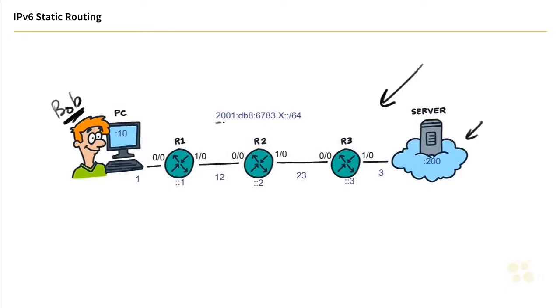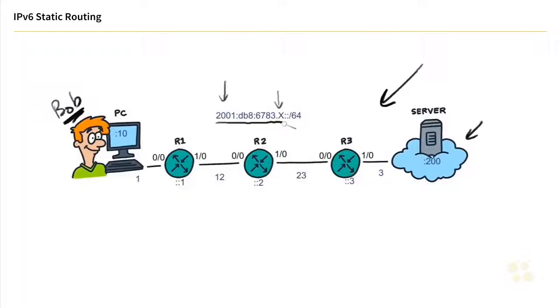This is the network, or the first 64 bits, that we're going to be using on our networks. 2001:DB8:6783:X. Now, we might look at that X and say, wait, Keith, these are hexadecimal characters. So what we're going to do is use that X as a placeholder to represent individual networks in our topology. And here's what I mean by that.